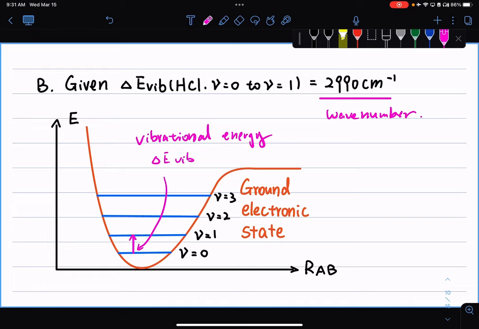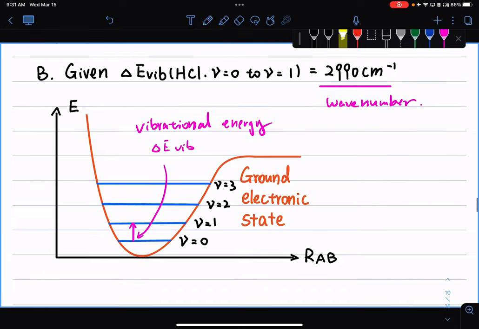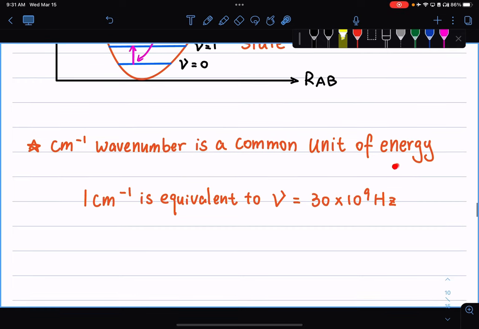So, wave number. How do we translate that wave number? Wave number, in cm⁻¹, is a unit of energy in spectroscopy that people use a lot. What it means is that one wave number is equivalent to a frequency of 30 times 10 to the 9 hertz.